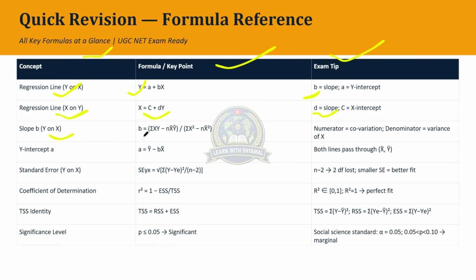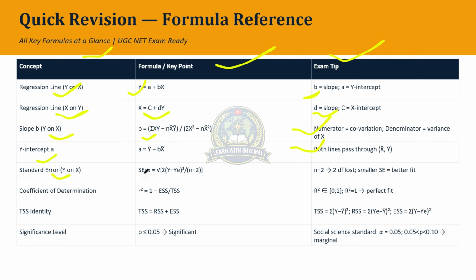Slope b, y on x: b is equal to summation xy minus n x-bar y-bar, divided by summation x square minus n x-bar square. The numerator is the covariation, the denominator is the variance of x. Y intercept a: a is equal to y-bar minus b x-bar. Both lines pass through x-bar and y-bar.